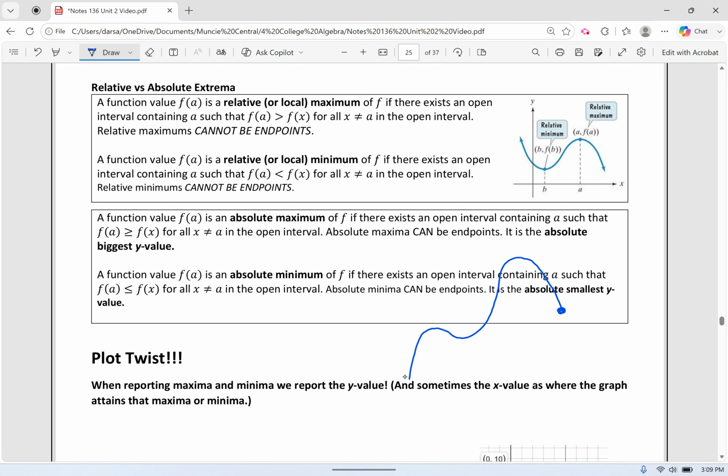So let's say that this is my drawing. The absolute minimum is like the lowest y value. So this would be absolutely the lowest y that we see. It's the lowest, it's the minimum spot. And the absolute maximum would be this spot right here, which is absolutely the biggest y value that this thing gets to. So we have absolute biggest and absolute smallest that the y values get to.